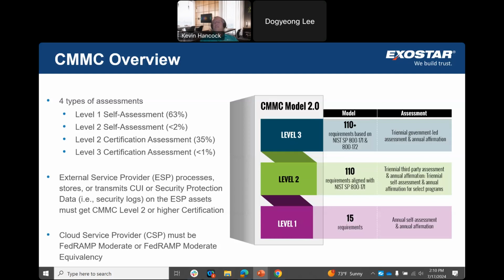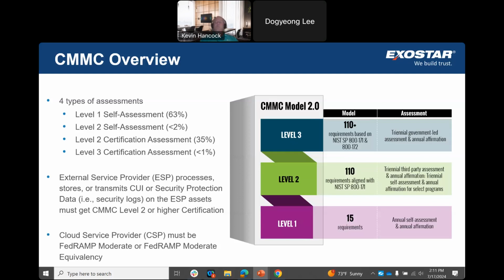Now, you do see that level 2 does have some number of self-assessments still allowed. The key caveat there is that those contracts that will allow a self-assessment for level 2 will depend on the contracting officer. So when the contract is let, it will identify whether or not it's okay for a self-assessment. It's expected, right, that that's going to be very minimal. So if you think you're going to go for contracts that have a level 2 requirement, you should really expect to have to do that third-party assessment.